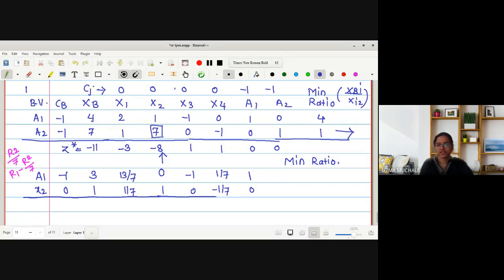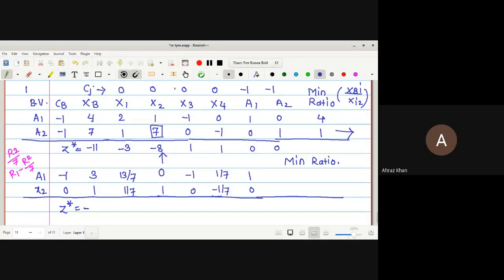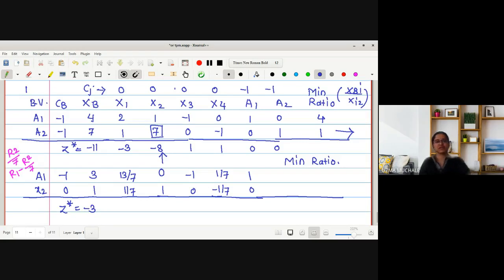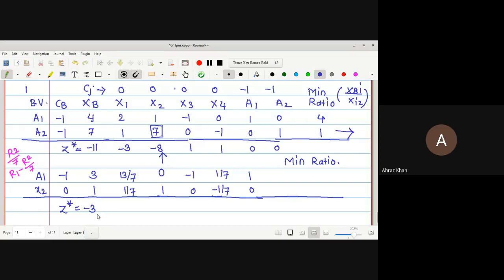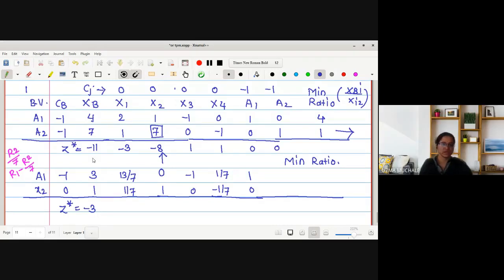First, we will check whether the value of z is improved or not. What is the value of z star? Minus CBXB, minus 1 into 3. This entry is 0. Minus 3. Therefore, the value is minus. Is it improved or not? Yes, ma'am. This is negative. That's why it is improved.